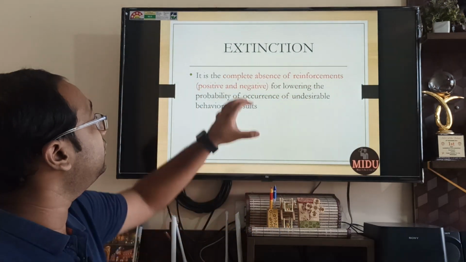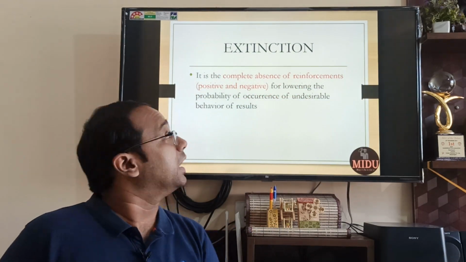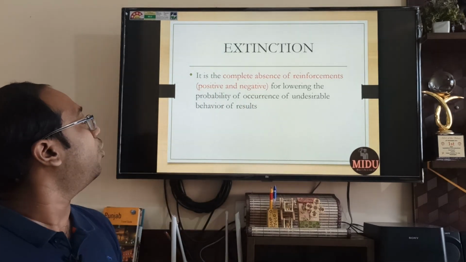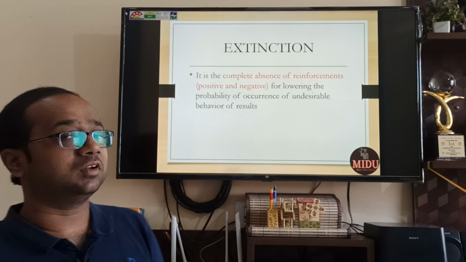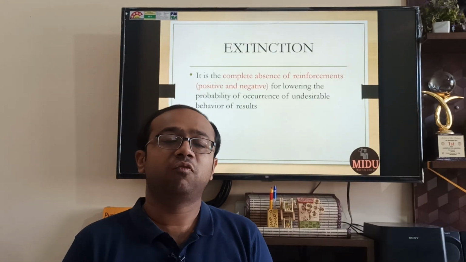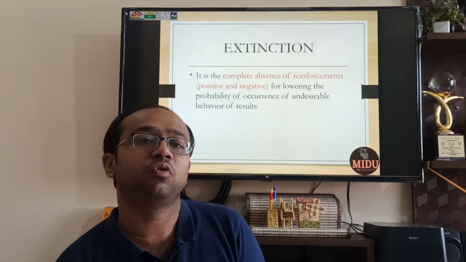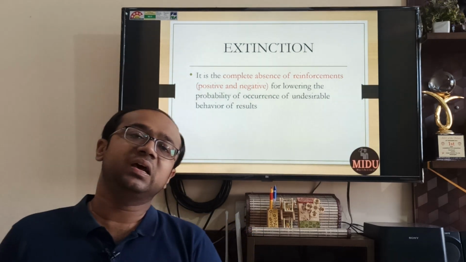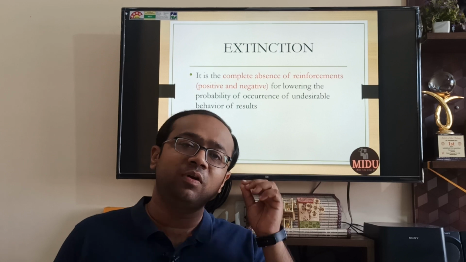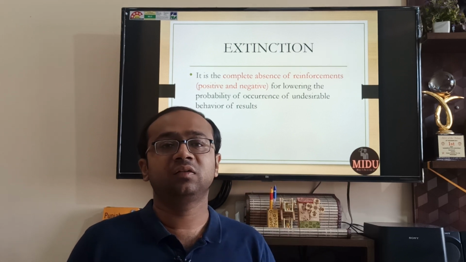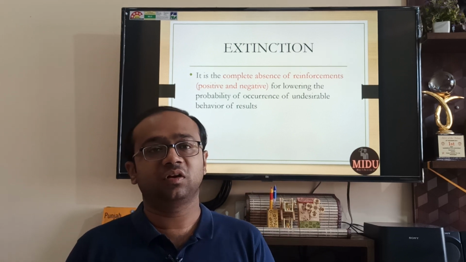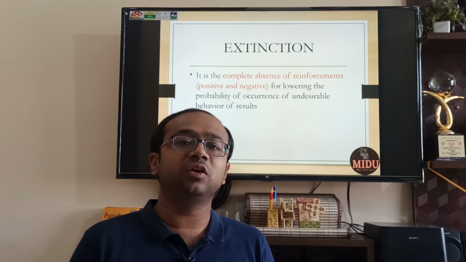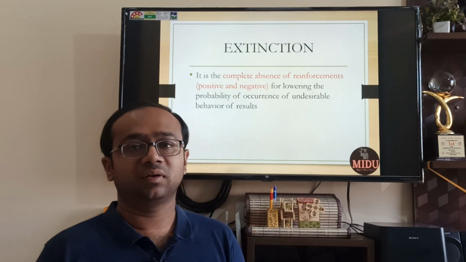Now the fourth case is extinction. What is extinction? It is the complete absence of reinforcement for lowering the probability of occurrence of undesirable behavior or results. Let me tell you an example. For example, you watch a particular movie of a director, you didn't like it. Second time you watch, again you didn't like it. Third time again. Now you will not even be motivated to watch that particular director's work. This is known as extinction, where that particular thing, due to multiple experiences, has become extinct in your mind. That is known as extinction.